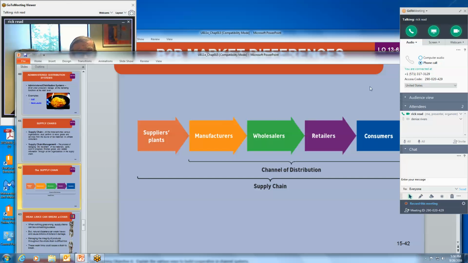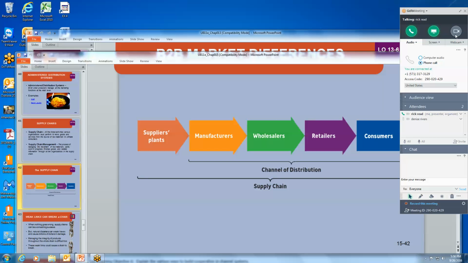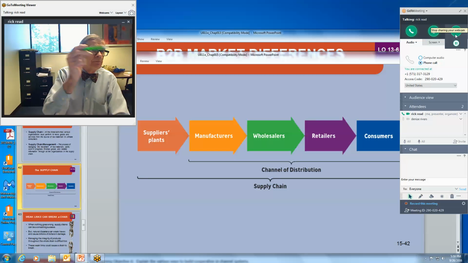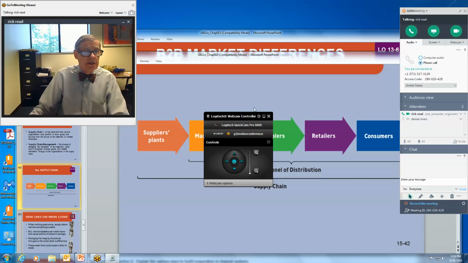Now, this particular slide gives you a graphic of both channel of distribution and the supply chain. We can see this in the text. Get to figure 15.7 at the top of page 433. Notice the first 4, manufacturer, wholesaler, retailer, consumer, that's the channel of distribution. Whereas going back to the supplier's plants and then adding the other 4 areas is actually the entire supply chain.